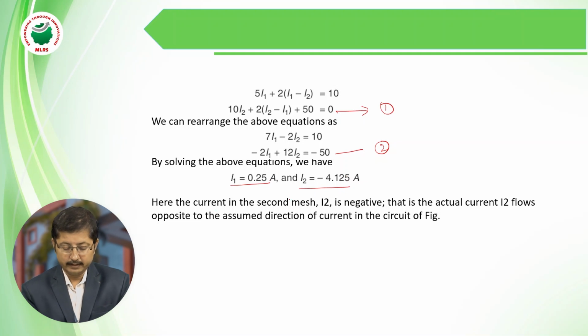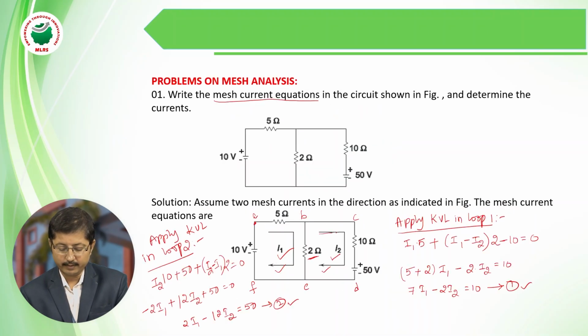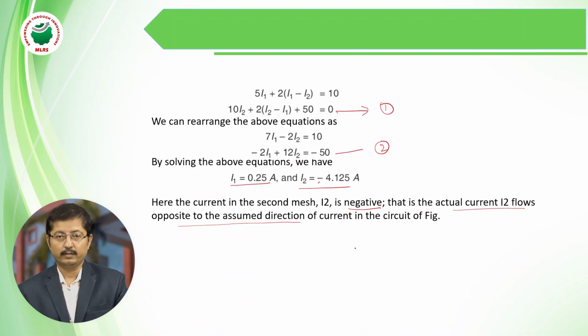Here the I2 we are getting has a negative sign. That means the current flows in the opposite direction to the one we assumed. So the current in the second mesh is negative, and the actual current flows opposite to the assumed direction. What is our assumed direction here? This is our assumed direction. But we get a negative current, so the current actually flows in this direction. That is the conclusion we have to make from this result.